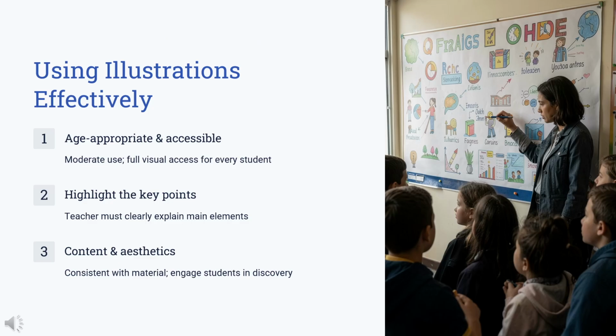This slide turns from definition to methodological application. Three conditions of effective illustration are highlighted: age appropriateness and accessibility, clear emphasis on key points, and consistency between content and aesthetics. In addition, students should have full visual access to the material, and the teacher must explain the main elements with precision. Consequently, illustration is not effective simply because an image is present. It becomes pedagogically meaningful only when it is carefully selected, clearly interpreted, and integrated into the learning objective.